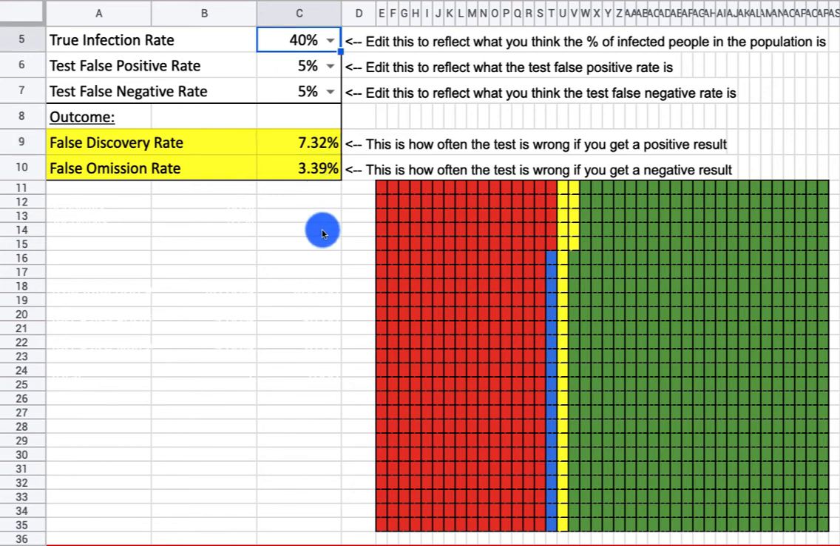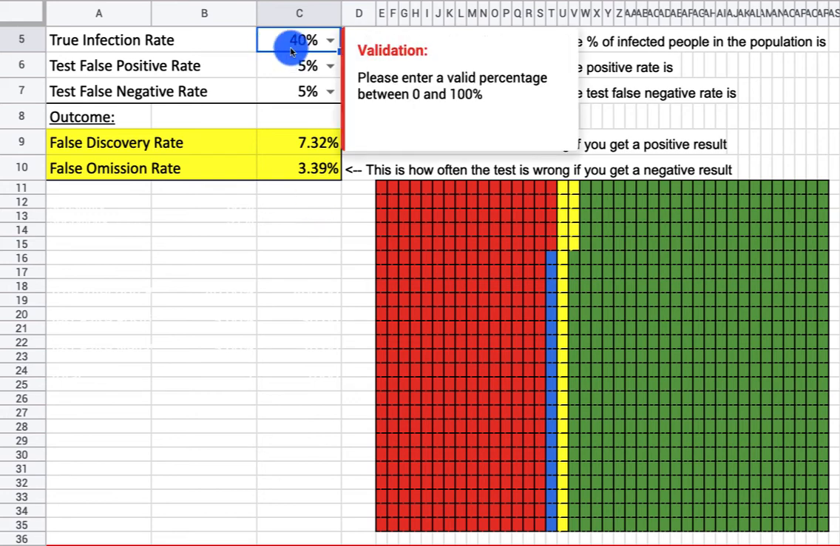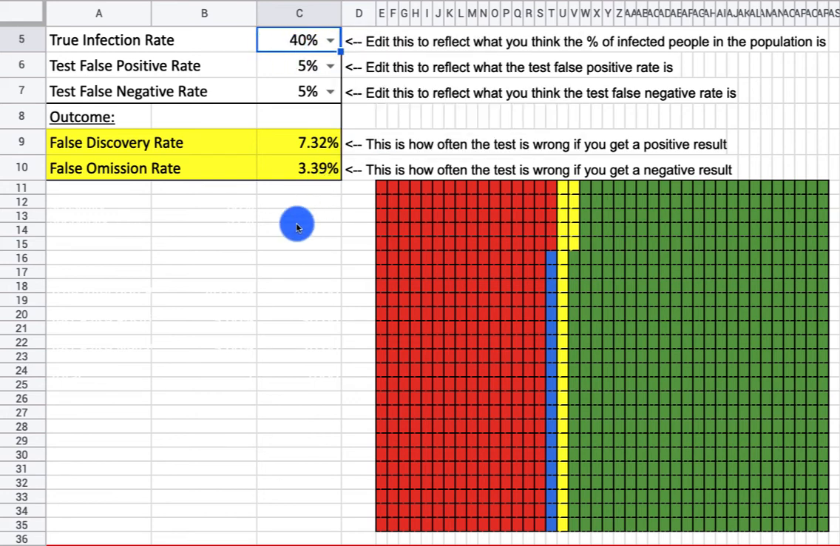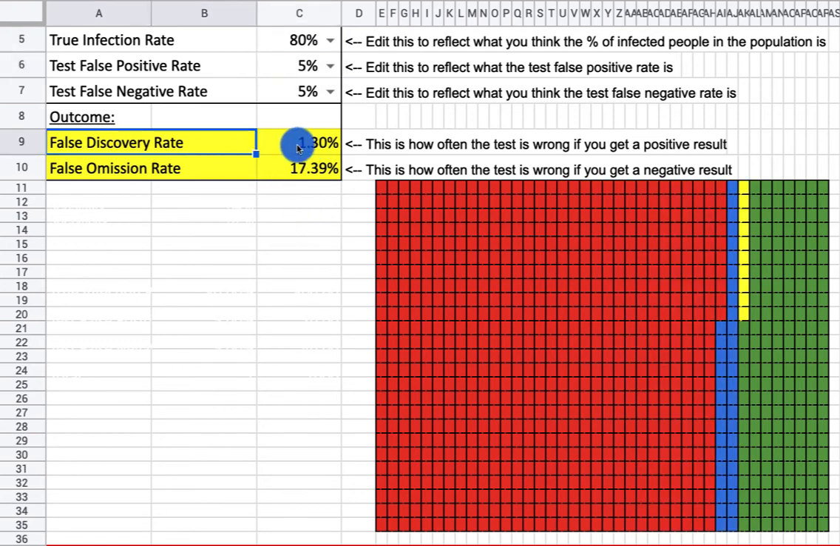That's not the case here, but let's look at one more really extreme value. Like let's say that the true infection rate is somewhere like 80%. Most people have the disease. Well, now false discoveries are basically not an issue at all, but false negatives become a real problem. Well, why is that? Because there's so many blues here now. Those are the people who actually have the disease, but they're told that they don't. There's so many blues compared to the greens, those are the people that actually don't have the disease, that the likelihood that the test is wrong is now about 17%.